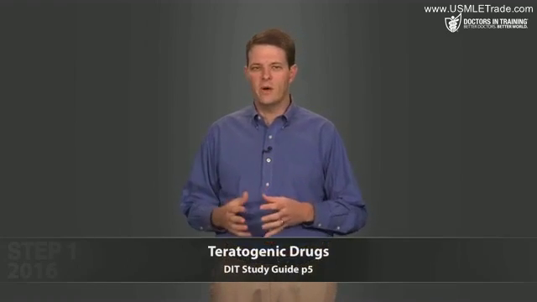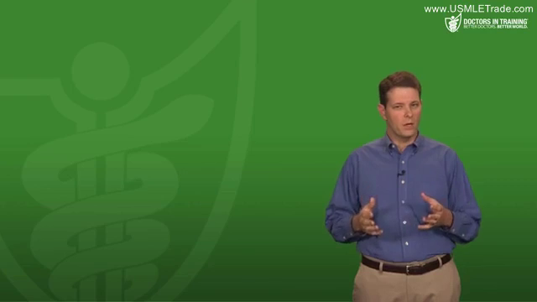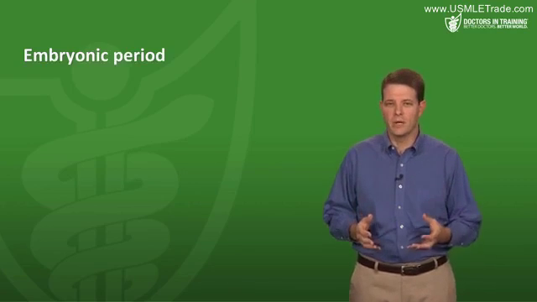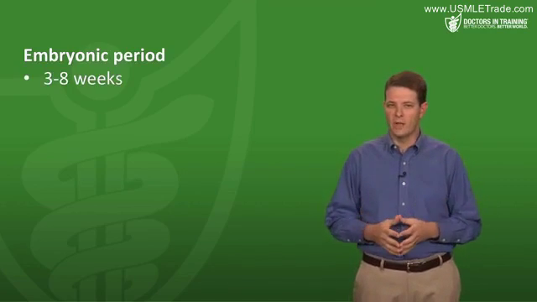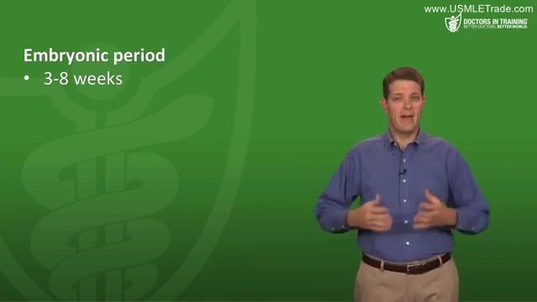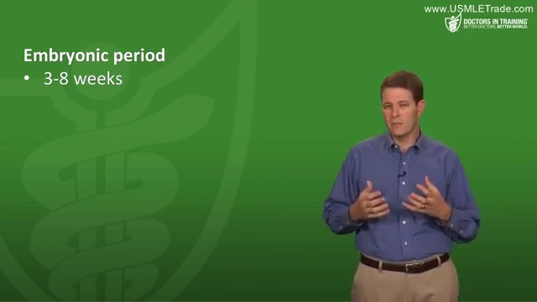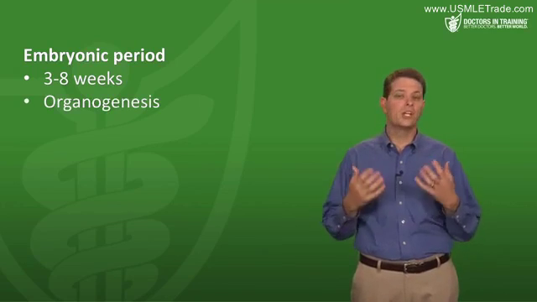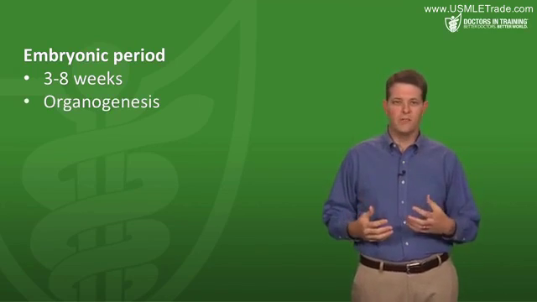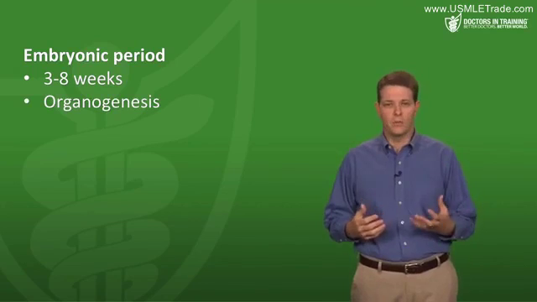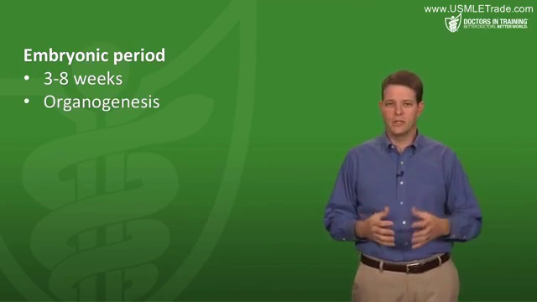Now, in the last video, I mentioned that there's a period of development in which the baby is most susceptible to teratogens. Remember what that was? It's the embryonic period, which is weeks 3 through 8 of development. And why is this such a bad time for an embryo to be exposed to teratogens? What's going on during this time frame that's so crucial? Organogenesis. If you damage a developing organ or prevent it from developing normally, that's more likely to cause congenital defects.